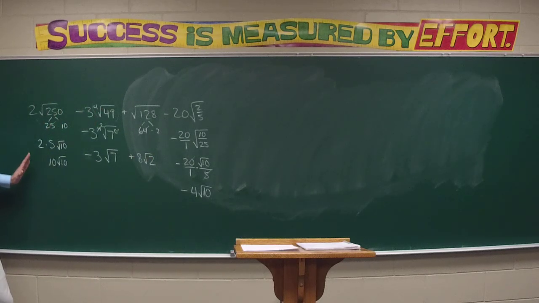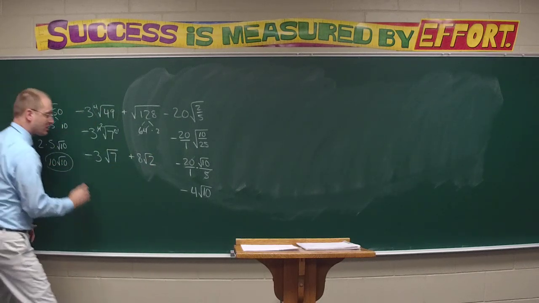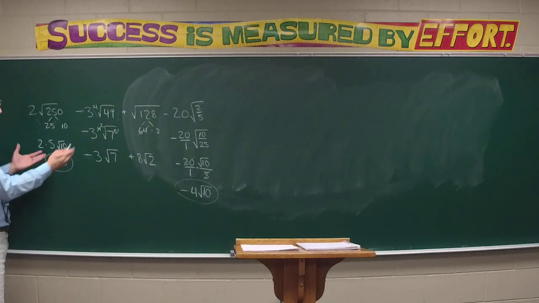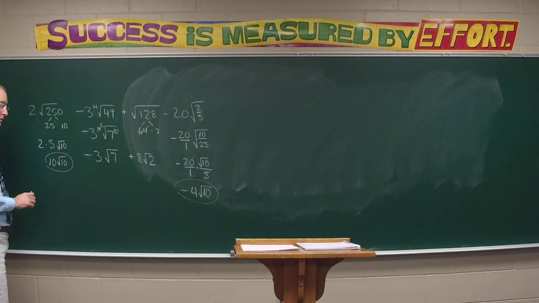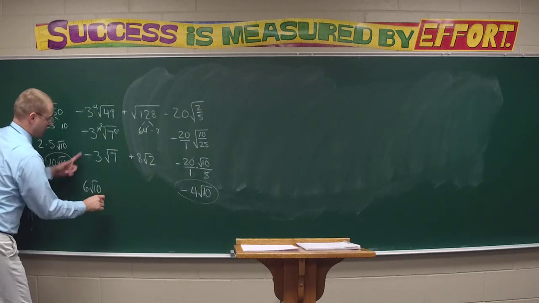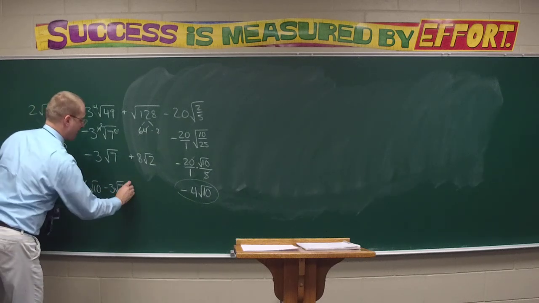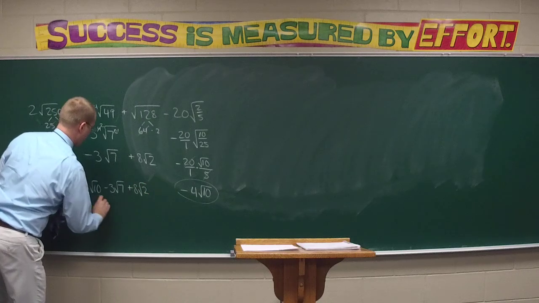Now again, do they all combine together? No, but at least these two will. So we can combine those, class, to get 6 times the square root of 10, and then I guess we'll just keep the negative 3 times the square root of 7 and the positive 8 times the square root of 2.